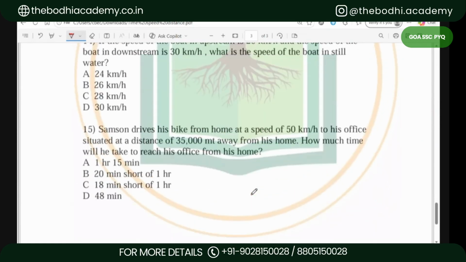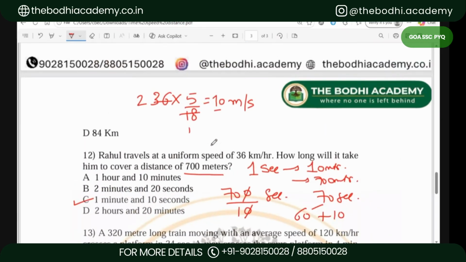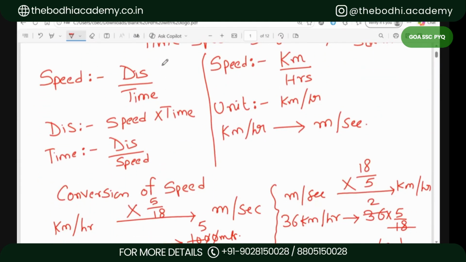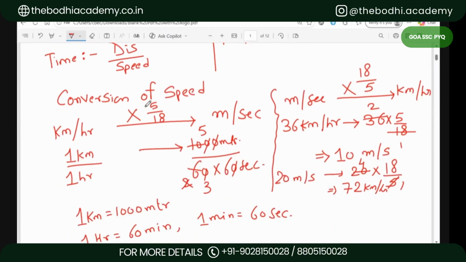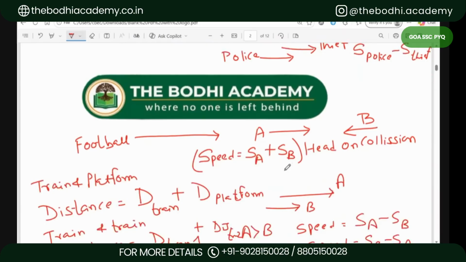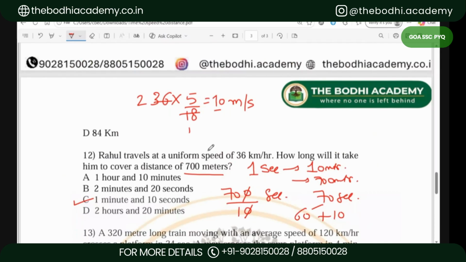So these are some of the questions of time, speed, distance, and boat and stream. I told you two topics are combined: time, speed, distance, and boat and stream. Some questions are from boat and stream, some from time, speed, distance. We solved questions on almost all the concepts: the formula speed is equal to distance by time, conversion by multiplying by 5 by 18 or 18 by 5, relative speed, thief and police questions, and boat and stream also. So all types of questions we have done.